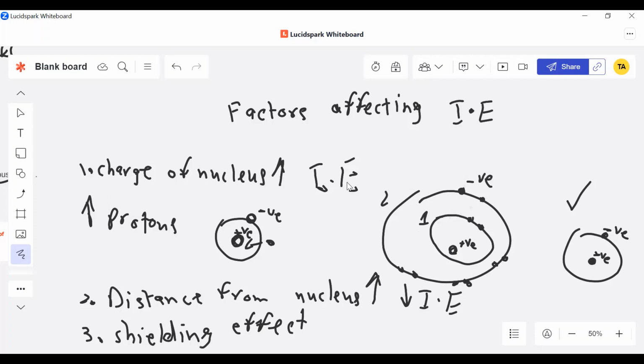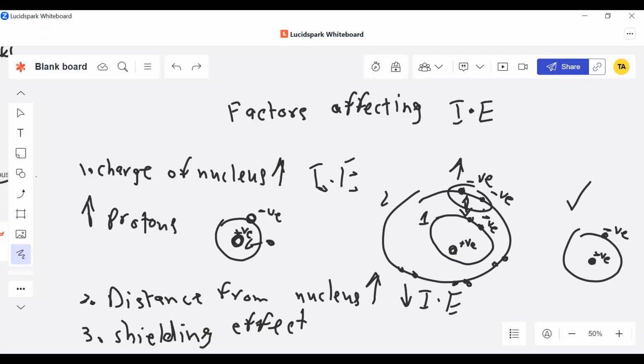Now the electrons in shell number one, since both are negatively charged, and the electrons in shell 2 are also negatively charged, they would repel. And when they repel, the ionization energy would change. When the electrons repel each other, they get further away. So this electron will move away from the nucleus, from the proton. So the distance would increase and the ionization energy would decrease.